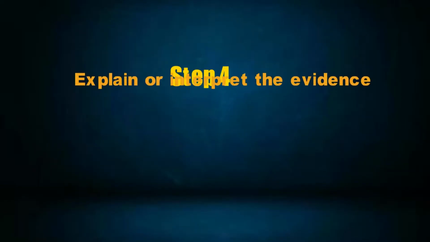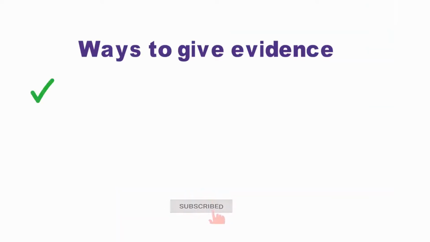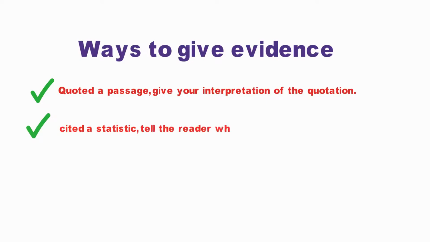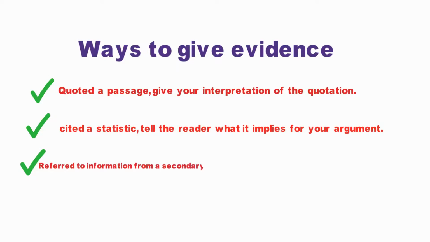Step 4. Explain or interpret the evidence. Now you have to show the reader how this evidence adds to your point. How you do so will depend on what type of evidence you have used. If you quoted a passage, give your interpretation of the quotation. If you cited a statistic, tell the reader what it implies for your argument. If you referred to information from a secondary source, show how it develops the idea of the paragraph.